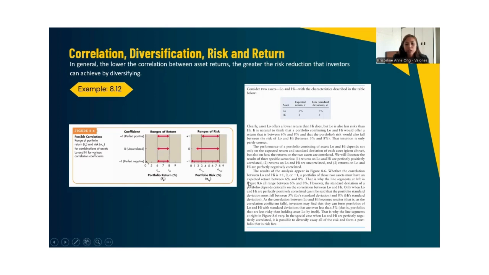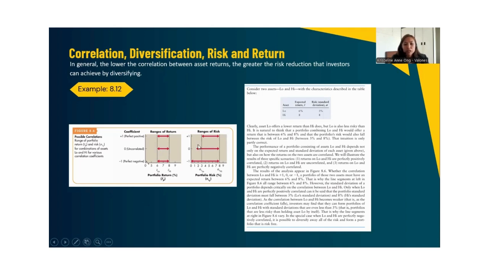However, the standard deviation of the portfolio depends critically on the correlation. Only when low and high are perfectly positively correlated, with a correlation of plus 1 and then perfectly negative at minus 1, will it not move. It will just be the range of 6 to 8. So as the correlation between low and high becomes weaker, investors may find that they can form portfolios with a standard deviation even less than 3%.